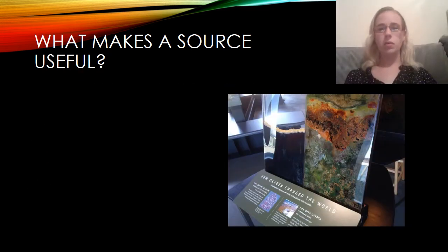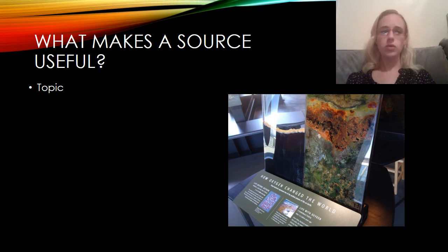As well as reliability, we also have to consider what makes a source useful. Is it on your topic? You can have the most reliable source in the world, but if that article doesn't relate to your topic, it's not going to be very useful and it's not going to help you.